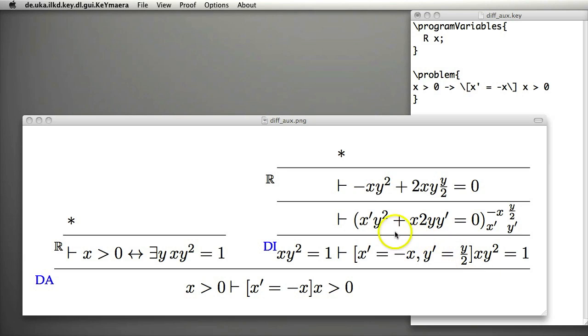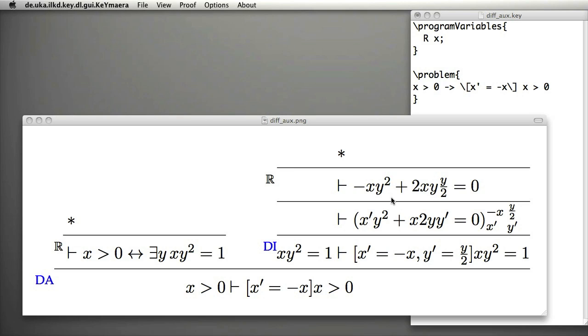As you can see, we take the syntactic derivative of x times y squared equals 1, and we get x prime times y squared plus x times 2 times y prime equals 0. Now we substitute in the values for x prime and y prime. Now it's clear why we chose y prime to be y over 2, because now this syntactic derivative of our property cancels out and is exactly equal to 0. So we're able to close the proof.